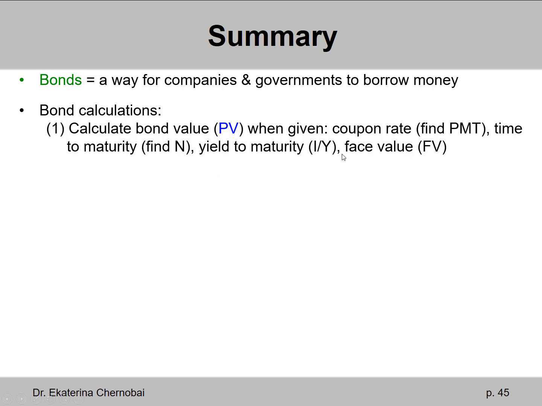And we also need to be given the face value, which becomes our future value, FV, in the financial calculator. The face value is typically $1,000. So you should always assume it's $1,000 if it's not even given.